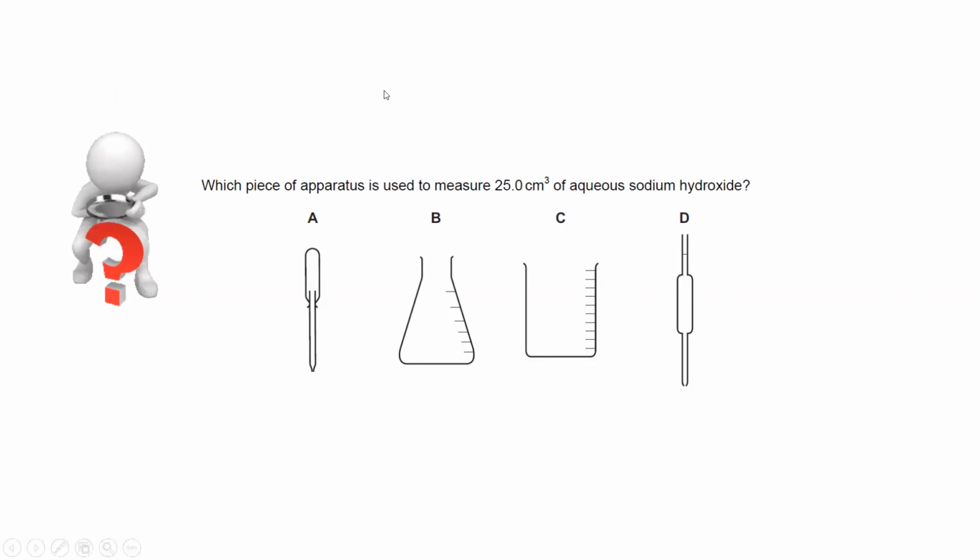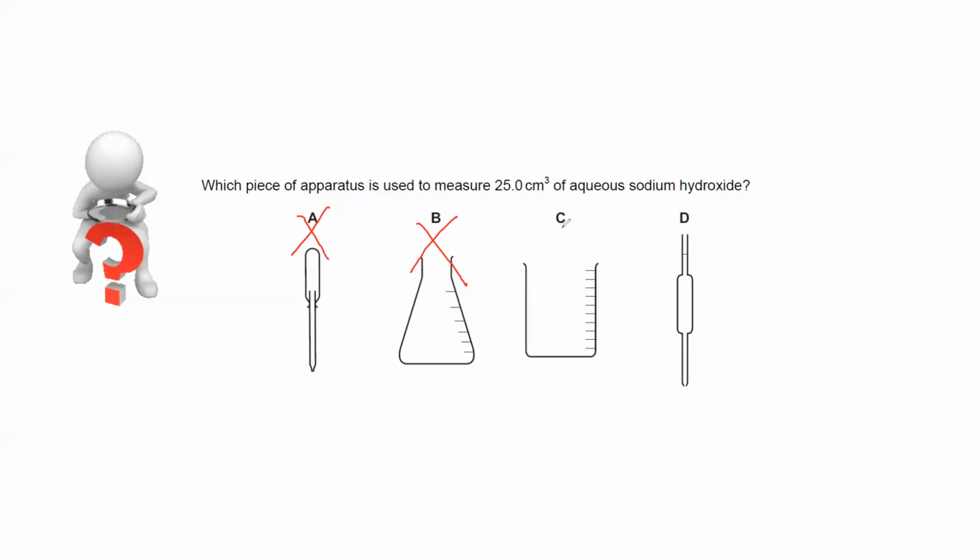25.0 cm cube. The correct answer for this one is D. Why is D the right answer? Because this is a dropper. A dropper is just used to add drops. So that cannot be A. A conical flask is normally used to swirl the mixture.